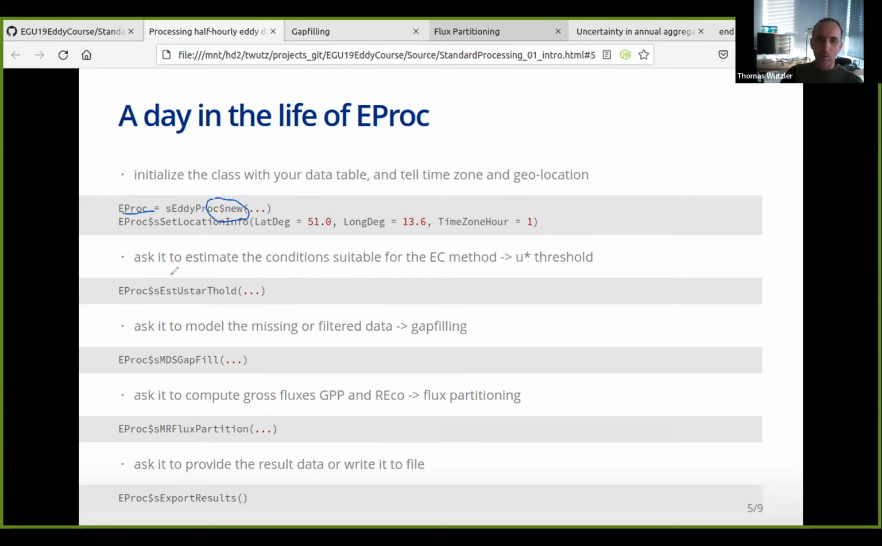So usually you do this in three steps. You estimate the u-star threshold and its distribution. And if REddyProc knows this threshold, it can filter the data for unsuitable conditions. You get rid of all those unsuitable conditions and missing values. And at the end, you do flux partitioning. And at the very end, you may say, give me the results as a typical R data frame or store them to a file.